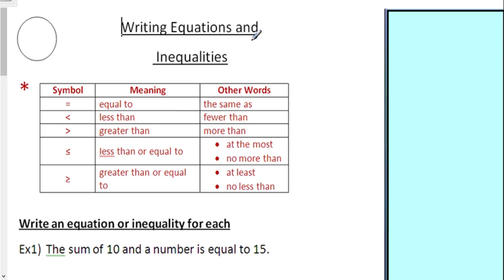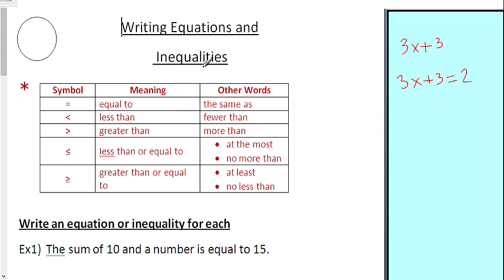Okay, today I'll be teaching you how to write equations and inequalities. You remember on the previous lesson that the difference between an equation and an expression or an inequality is that expressions don't have equal signs. So this is an expression, and this is an equation. It's equal to something.